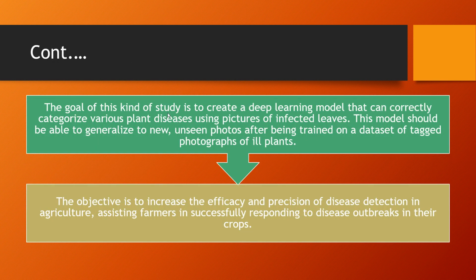So the goal of this kind of study is to create a deep learning method that can correctly categorize plant disease using pictures of infected leaves. This model should be able to generalize to new unseen photos after being trained on a dataset of tagged photographs of plants. Lastly, the objective is to increase the effectiveness and precision of disease detection in agriculture, assisting farmers in successfully responding to disease outbreaks in their crops. So I will pass to my classmate to continue.